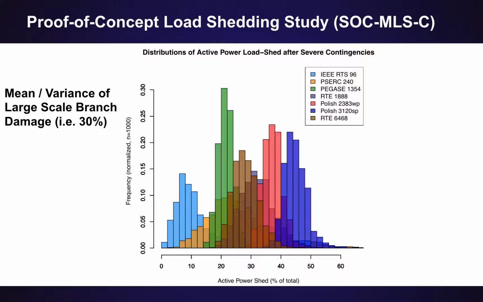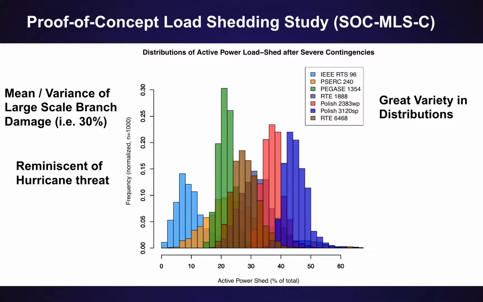So it seems like there's quite a lot of variety in how a random damage to the branches would affect each of these networks. It's worth noting that this kind of threat is similar to something like a hurricane or maybe an earthquake, where every component in the whole area has an equal probability of failure, and then they just all fail based on random chance. So there's a great variety in these distributions, and I think it's an interesting open question, what features of the network lead to this variability?